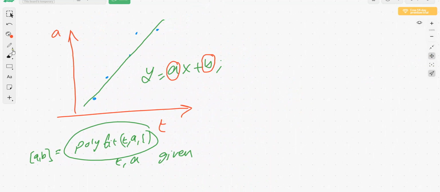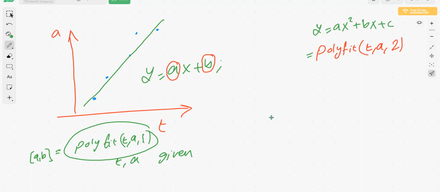Okay, now say that it is not first order, it is second order. As an example, we need polyfit, with data in the x direction it is t, in the y direction it is a, second order. Just to remind you, what's the second order? In second order, y equals a, the coefficient, times x to the power 2, plus b x, plus c. So when you write polyfit like this, we have three values, a, b, c.